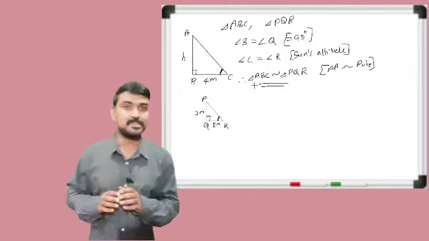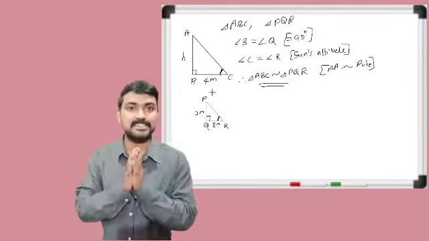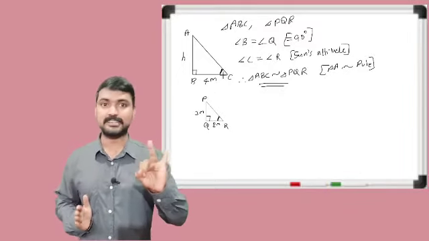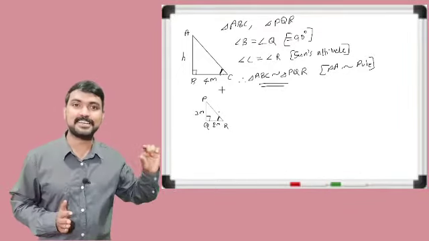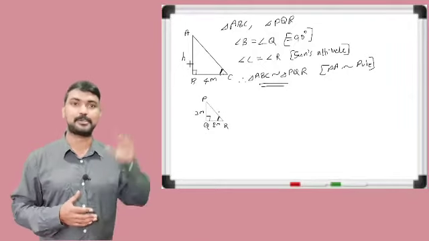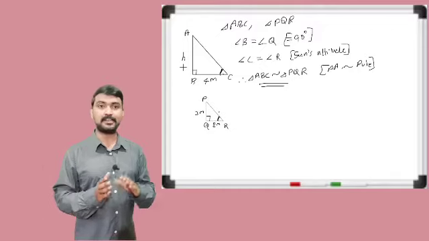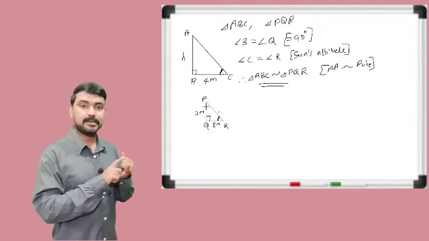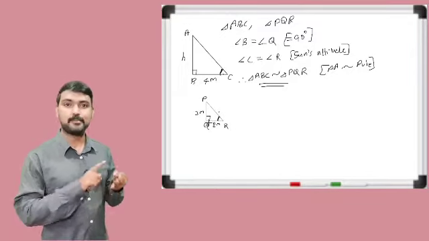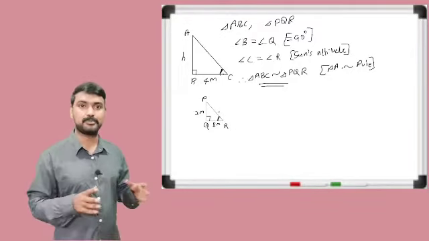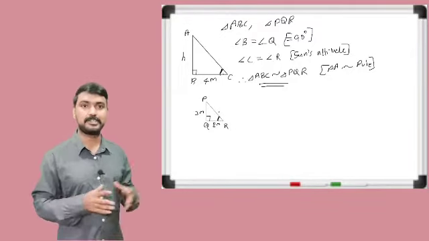Now in the last class we studied that if two triangles are similar, we can say two things. One is their corresponding sides are in the same ratio, and the other is corresponding angles are equal. So what are the corresponding angles which we already considered? Angle A is equal to angle P, angle B is equal to angle Q and angle C is equal to angle R. This we already discussed. So what is the next point? Corresponding sides are in the same ratio.